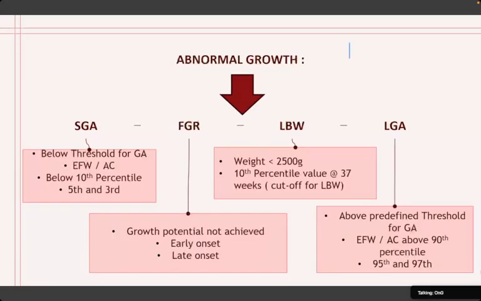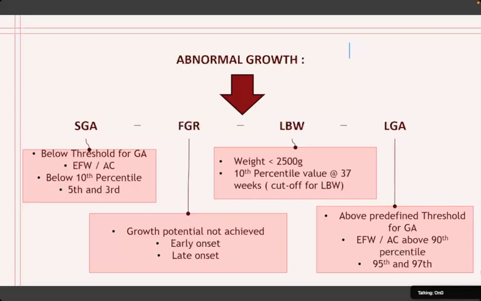A small for gestational age fetus is one whose size is below the predefined threshold for its gestational age, and typically has an estimated fetal weight or abdominal circumference below the 10th centile, although the 5th and 3rd centiles have also been used for cutoffs in literature. The lower the cutoff of AC and estimated fetal weight, the higher the risk of true fetal growth restriction. A recent Delphi consensus proposed that a cutoff of the abdominal circumference or estimated fetal weight below the 3rd centile may be used as a sole diagnostic criterion for fetal growth restriction.